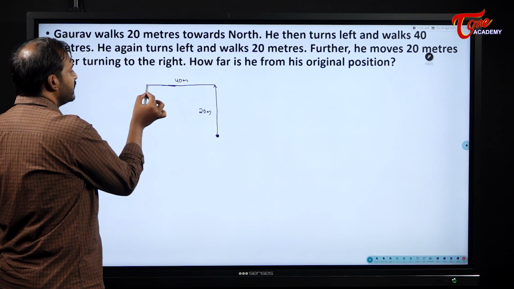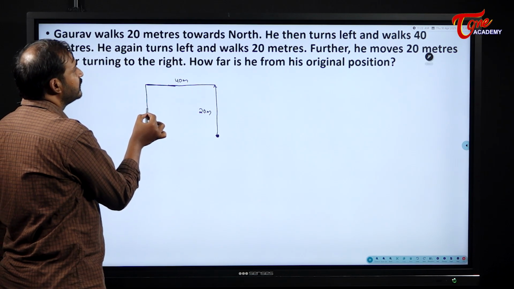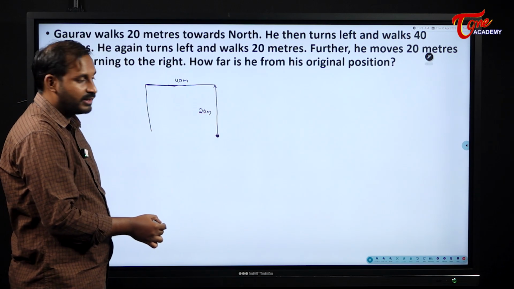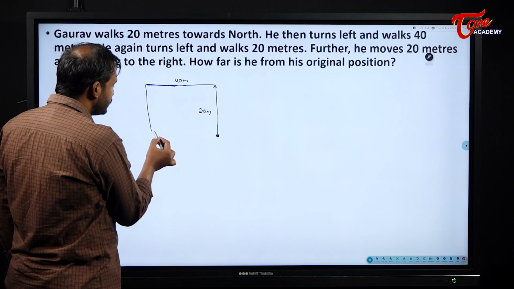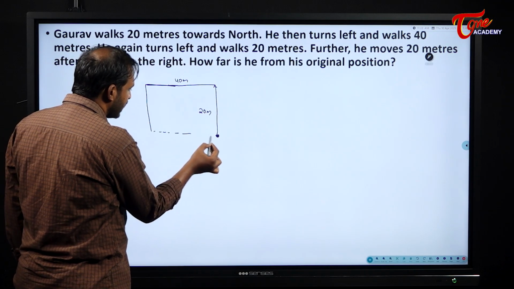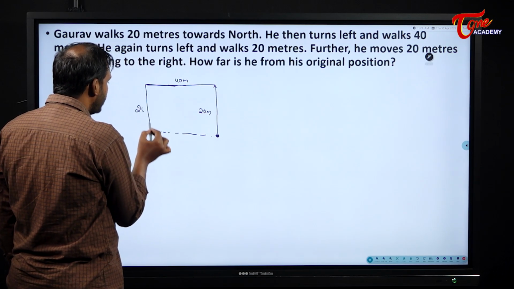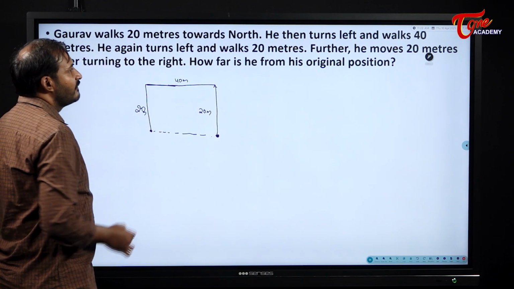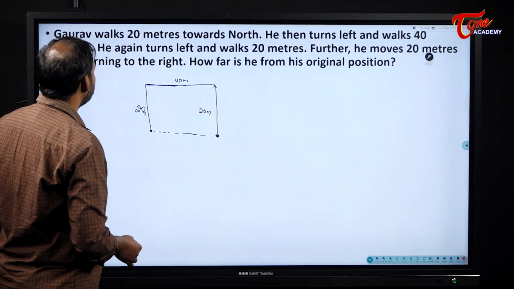The person who is moving in this direction, turning left means downward, and walks 20 meters. Now see here, already we came 20 meters. Now 20 meters means make sure that approximately you draw a straight line parallel to this one. A point parallel to this one. Why? Because same 20 meters, same 20 meters.